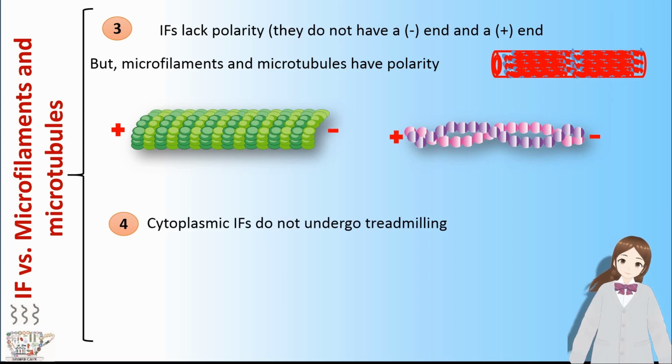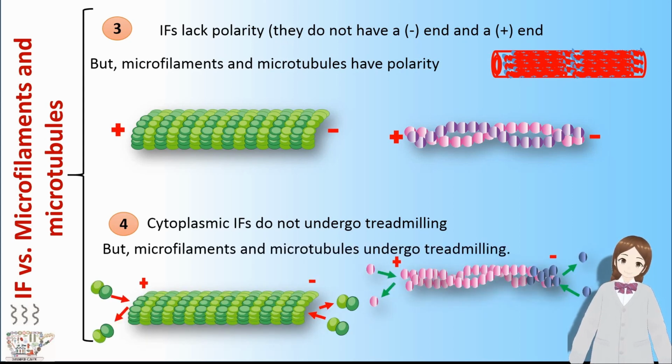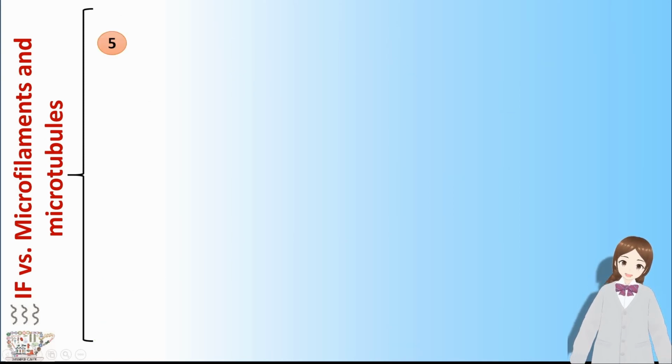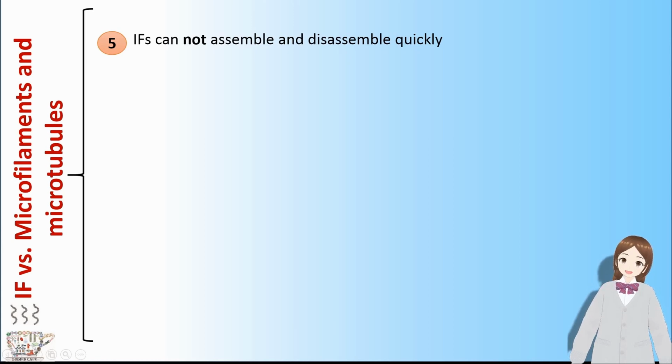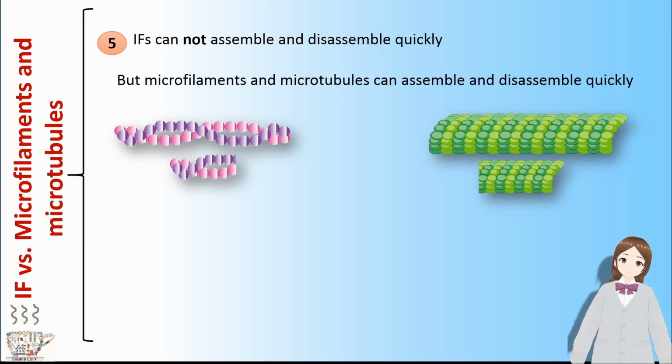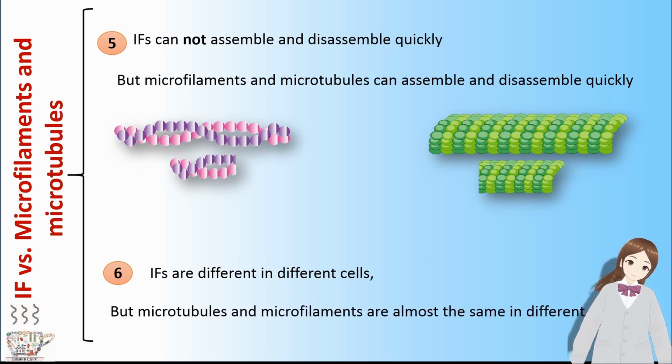4. Cytoplasmic intermediate filaments do not undergo treadmilling, but microfilaments and microtubules undergo treadmilling. 5. Intermediate filaments cannot assemble and disassemble quickly, but microfilaments and microtubules can assemble and disassemble quickly. And finally, intermediate filaments are different in different cells, but microtubules and microfilaments are almost the same in different cells.